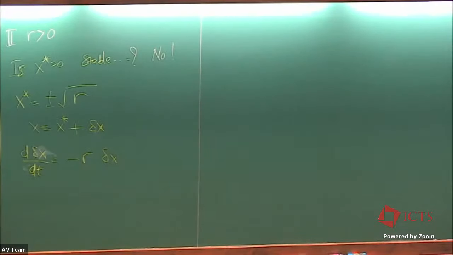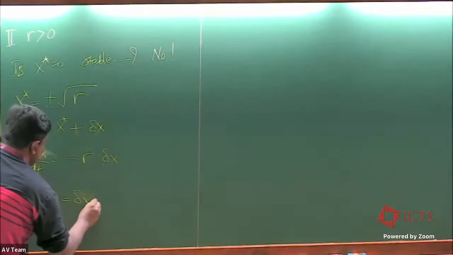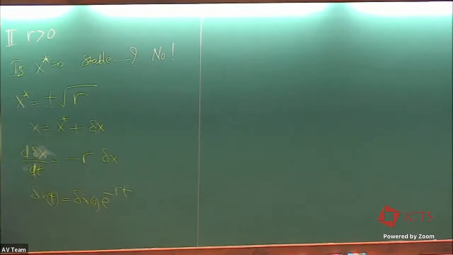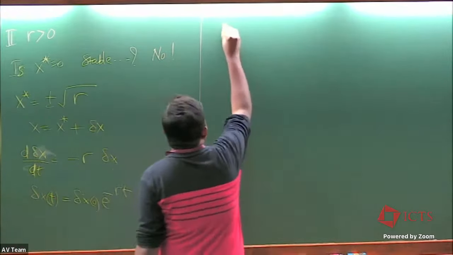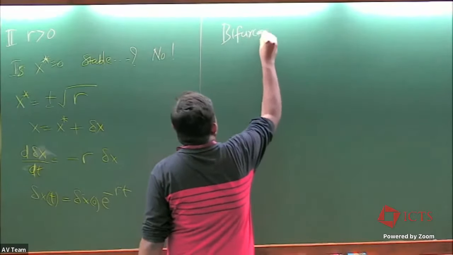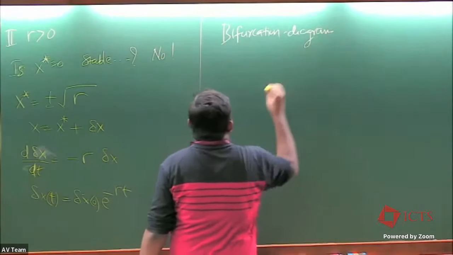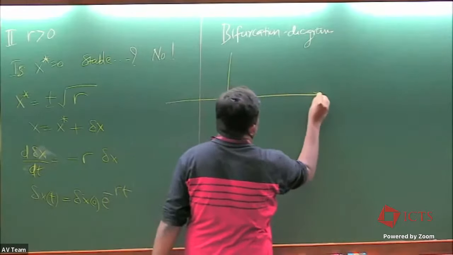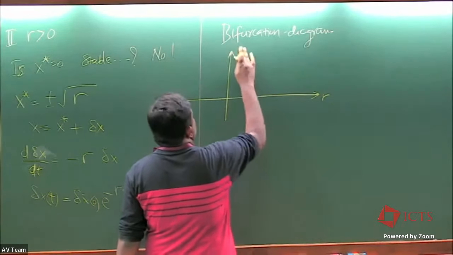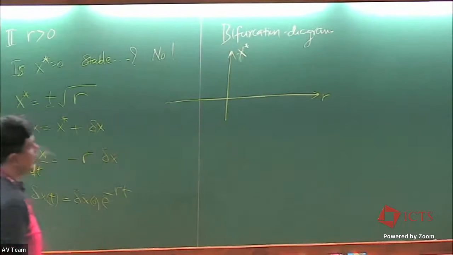And is this guaranteed to give you stability? R positive? Yeah. So this will always decay. So delta x, the perturbation, exponentially decays, which means the fixed points x star, which are plus minus root r, are stable. So let's draw what's called a bifurcation diagram, where I'm plotting the fixed points x star and the control parameter r on the two axes.